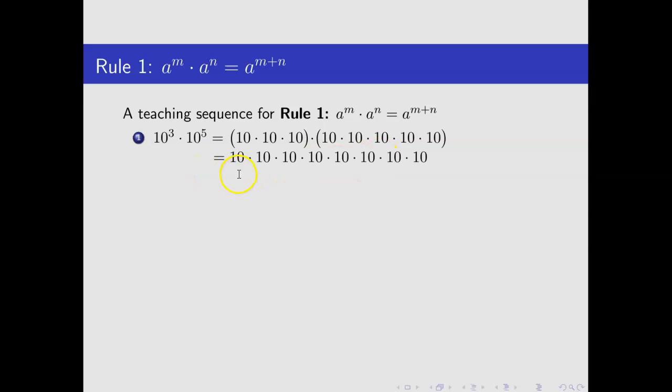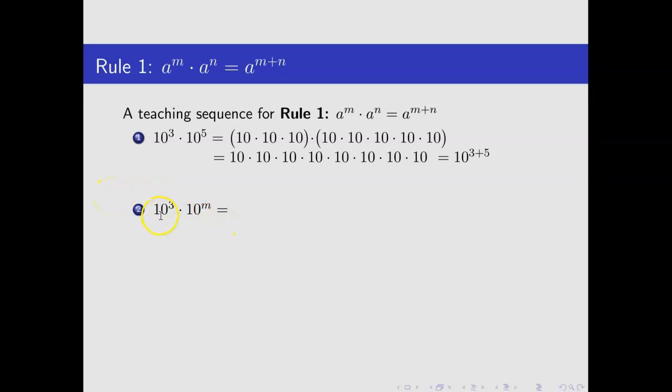And so that is equal to 10 times 10 times 10 times 10 times 10 times 10 times 10 times 10. Aren't you glad I chose the relatively small numbers of 3 and 5 here? And that will be equal to 10 to the 3 plus 5. Now, I know you're thinking, oh, that's 10 to the 8th power, and you are right. But we're writing it this way to emphasize what's happening with the rule, because we're trying to understand why this rule works.